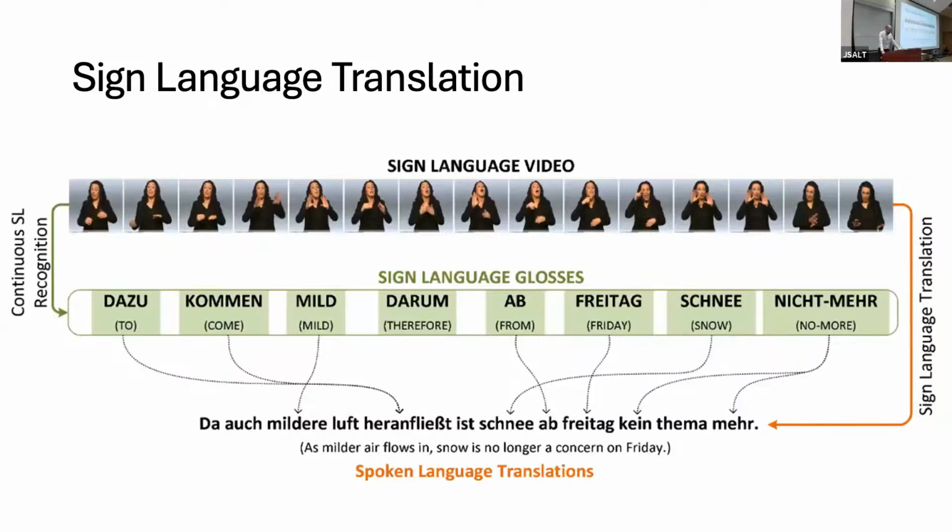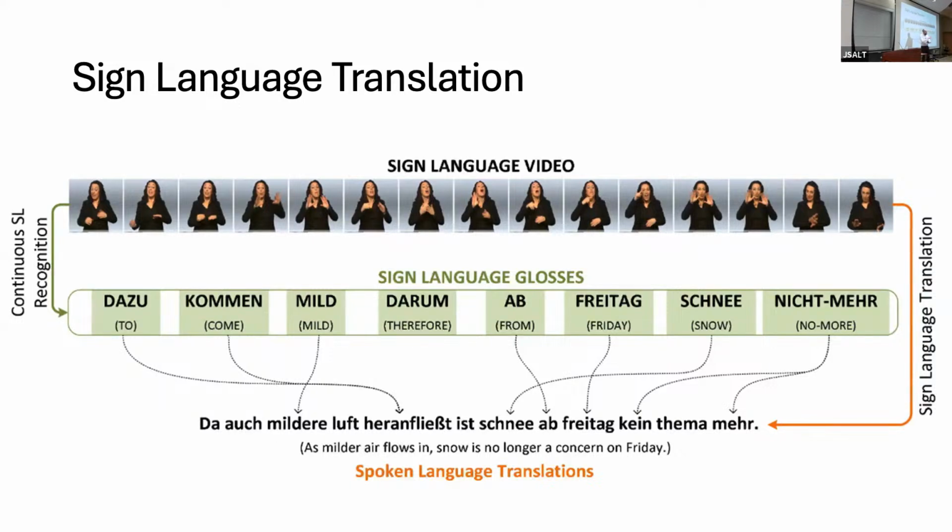This is a slide about sign language translation. It's from a German dataset, Phoenix, about the German weather. It's very much used because it has something that is hard to do: it has annotations of the different glosses. A gloss is something like a direct translation of a sign. You can probably read it in German: dazu kommen mild darum ab Freitag Schnee nicht mehr. In English, it's crazy: to come mild, therefore from Friday, snow no more.